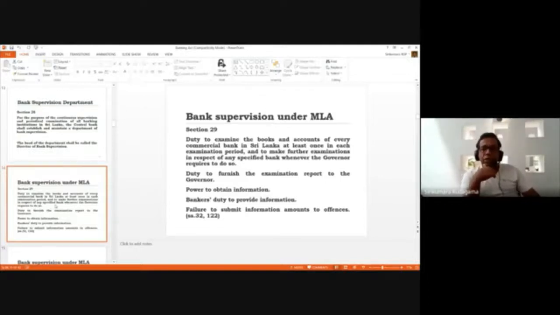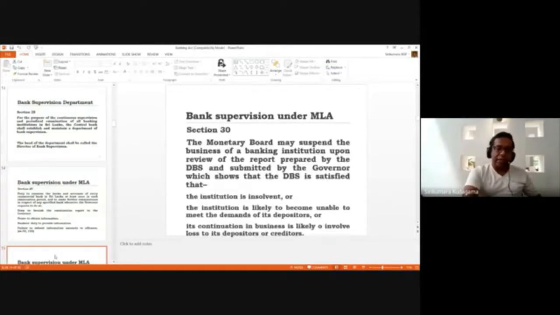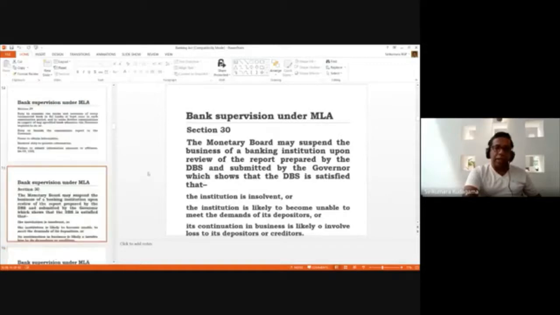There is a duty on the part of the Director of Bank Supervision to furnish the examination report to the governor. There are certain powers to obtain information from financial institutions, the banks, which the Director of Bank Supervision exercises. Failure to submit information amounts to an offense. So there is a very strict regime where all these things are done.